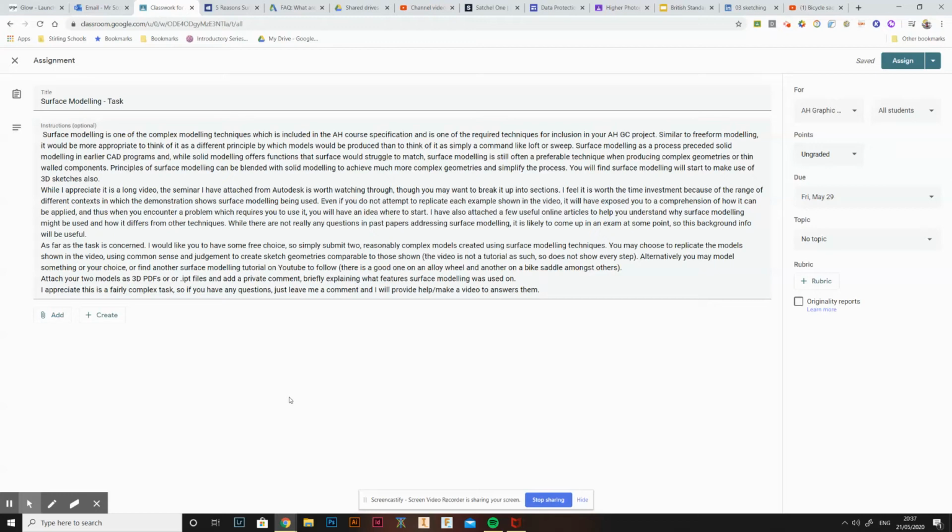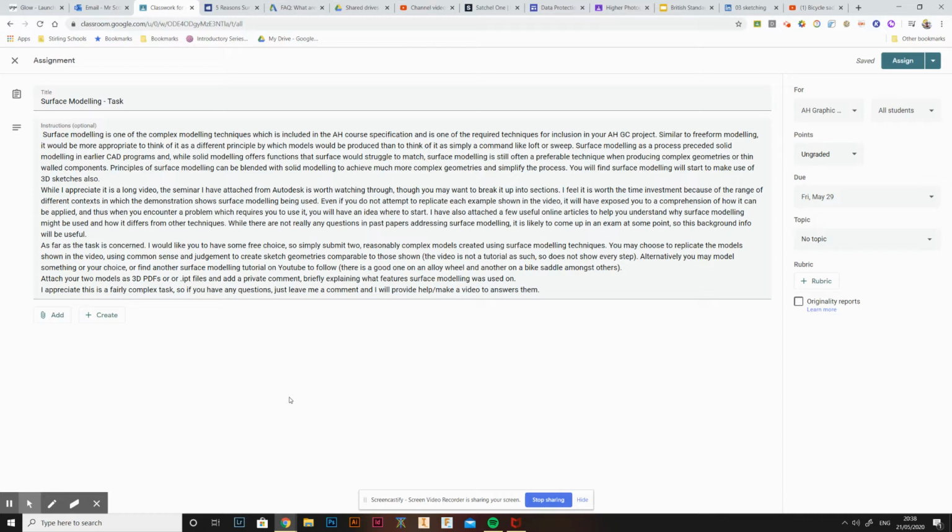Hi, Advanced Highers. This next task I'd like you to have a look at is around surface modeling, which is another of the complex modeling techniques included in the Advanced Higher course. The modeling that you did with the freeform task previously actually ties into this quite well, because you'll have noticed that part of the tutorial there did touch on surface modeling.